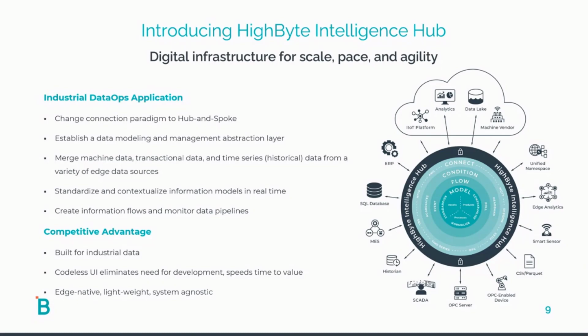The Intelligence Hub also establishes a data modeling and management abstraction layer to move this data. So you don't have to go into 10 different locations to try to understand why your data didn't show up. You're able to go into a single application or a single platform and understand what's going on, see what connections are live and are moving data, and get a real-time view of what that data looks like.